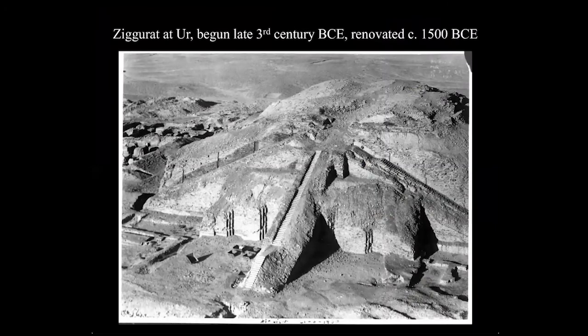One of the most famous excavations that we have from the Sumerians is at Ur. So this is that ziggurat. You can see here the renovated staircase, but also just the sheer size and mass of these temple platforms that are being built by the Sumerians. So this one begun in the late 3rd century BCE and renovated about 1500. So again, I'm kind of combining the Sumerians and the Neo-Sumerians, even though there would have been a little temporal break in there.